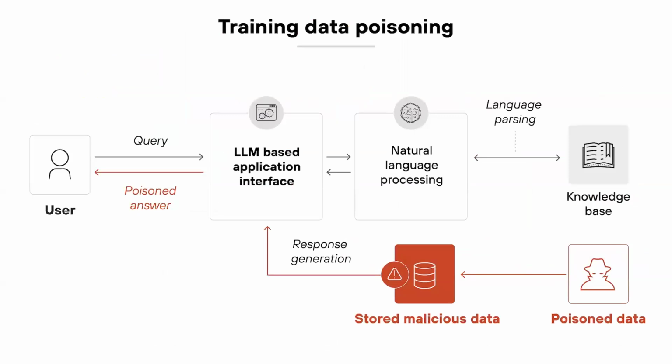Similarly, the next one is training data poisoning. What we do here is insert the malicious data, the poison data. Poison data is nothing but malicious data, and your LLM is trained on the malicious data. So that's why it's going to give the poisoned answer.